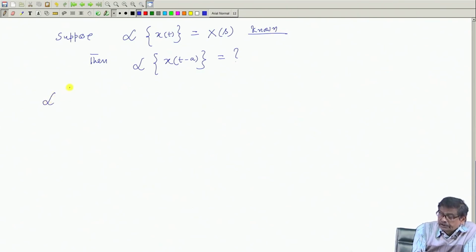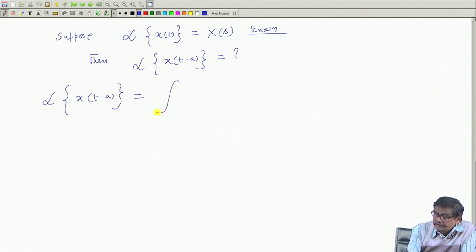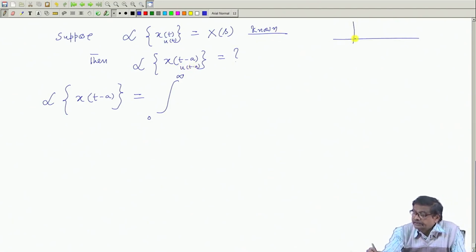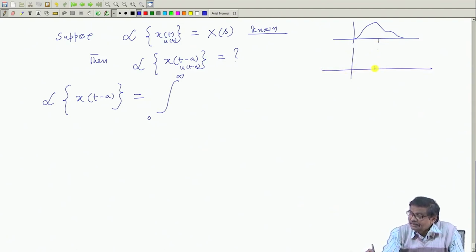So, I will say the Laplace transform of x(t minus a). By definition, the single-sided Laplace transform of x(t) into u(t) is this one. I want to find out the Laplace transform of this function. Suppose x(t) is a function like this. Where will x(t minus a) be? Suppose this is a. The same function, its form will remain the same, but it starts from here.